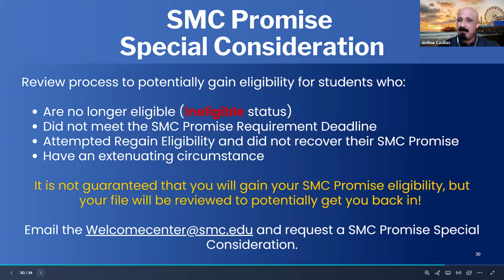We do review a high volume of SMC Promise special considerations. We take each one on a case-by-case basis. Not each one is the same. And we do review them, and we always give students the benefit of the doubt if they're making progress and attempting to get ahead and complete their academic and personal goals. As it states on there, it is not guaranteed that you will gain your SMC Promise eligibility, but your file will be reviewed to potentially get you back in.